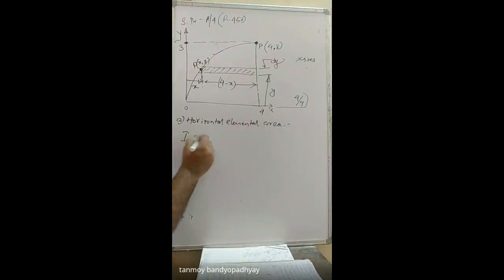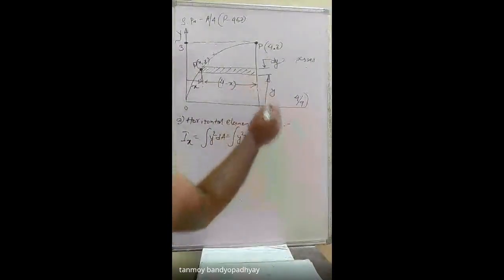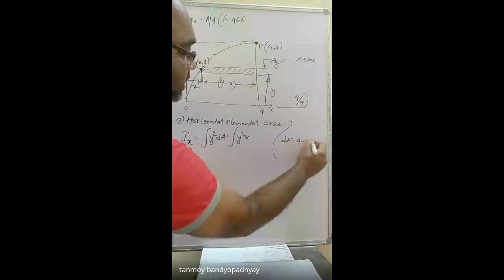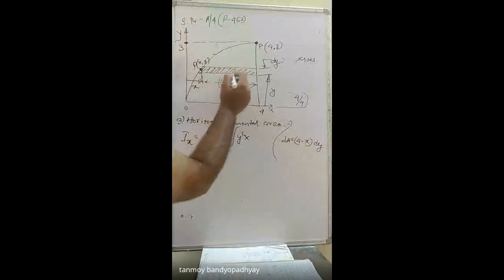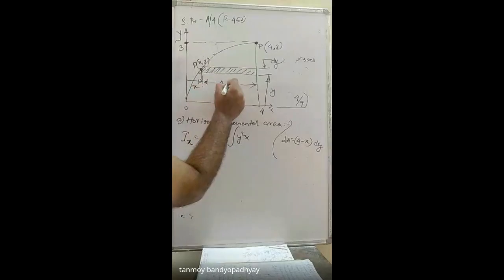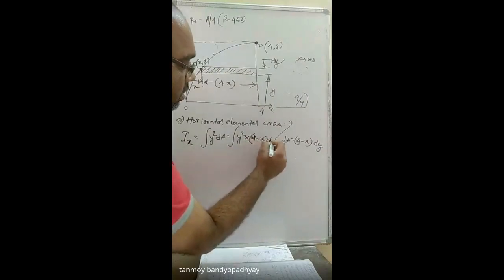So what will be Ix? So Ix should be equal to integration of y square dA. So what will be dA? So dA will be equal to, I hope you can understand, 4 minus x into dy. Because this shaded portion, we can consider it to be a rectangle of length 4 minus x and thickness dy. So dA will be equal to 4 minus x into dy.